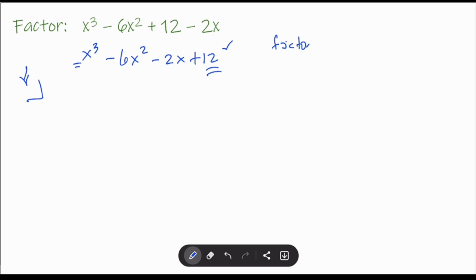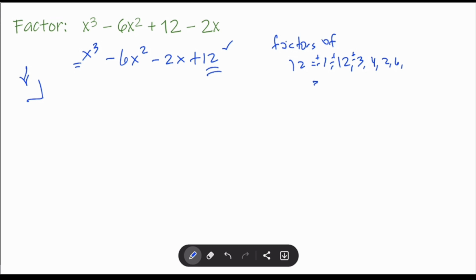So what are the factors of 12? Which is 1 and 12, of course, 3 and 4, 2 and 6, and then that's it. And also the positive and negative signs of those.